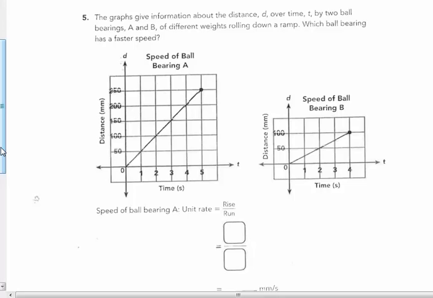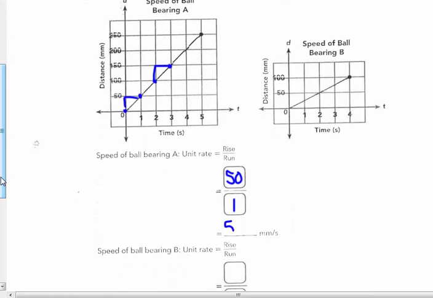So the first ball bearing A here, my first easy point to read, although any of these are really pretty easy to read, I can see that from this point 0, 0 at the origin going up 50 and over 1, I see my rise is 50, my run is 1. But I could have, again, used any two easy to read points. I could have used the point 2, 100 and the point 3, 150. Again, going up 50 and over 1. So the ball bearing A has a rate of 50 millimeters per second.